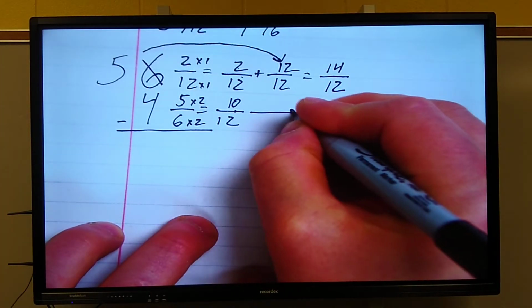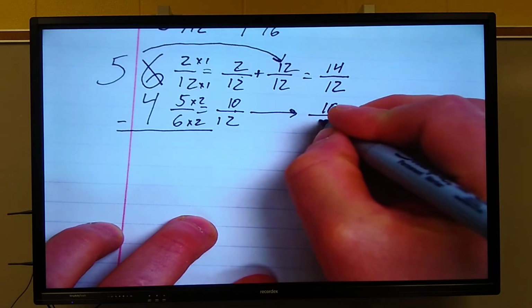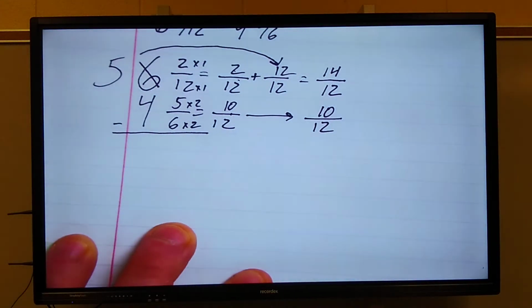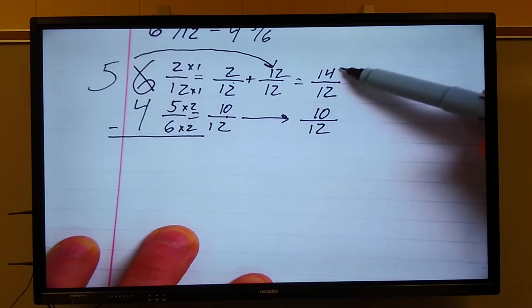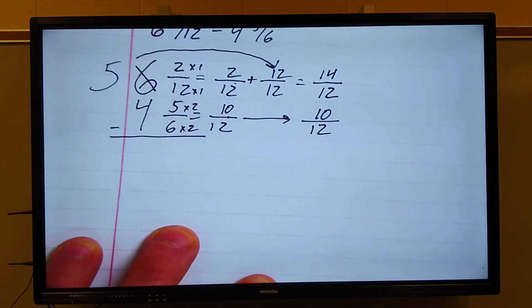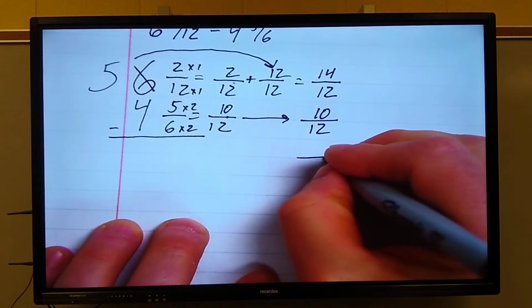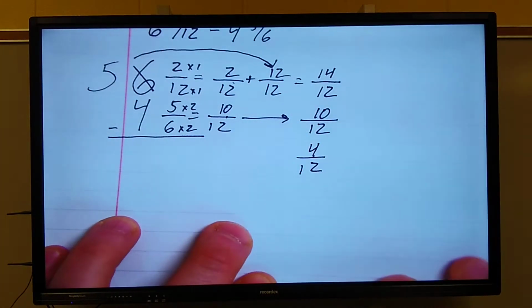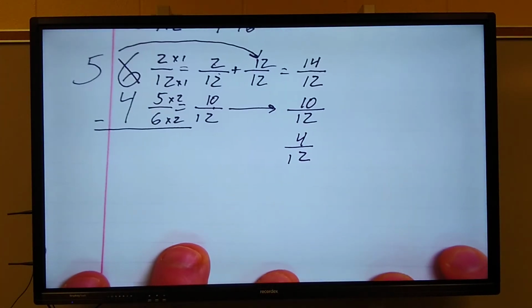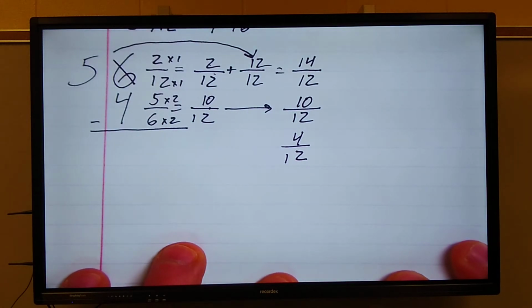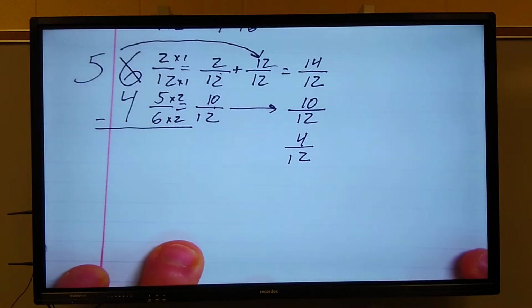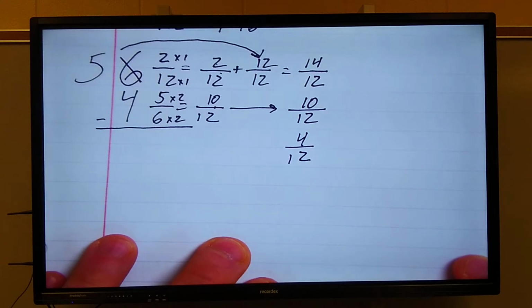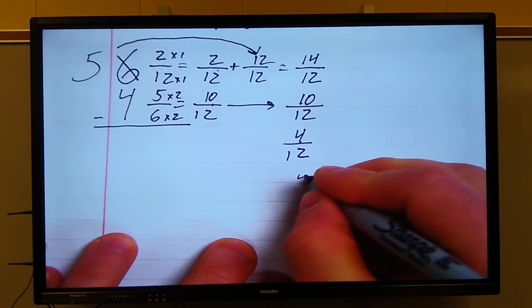I'm going to bring this fraction over so I can subtract, so you can see. Now I can subtract. 14 is bigger than 10. So my denominator stays the same. 14 minus 10 is 4. Is this an improper fraction? No. Is this in simplest form? No, it is not. I must simplify.